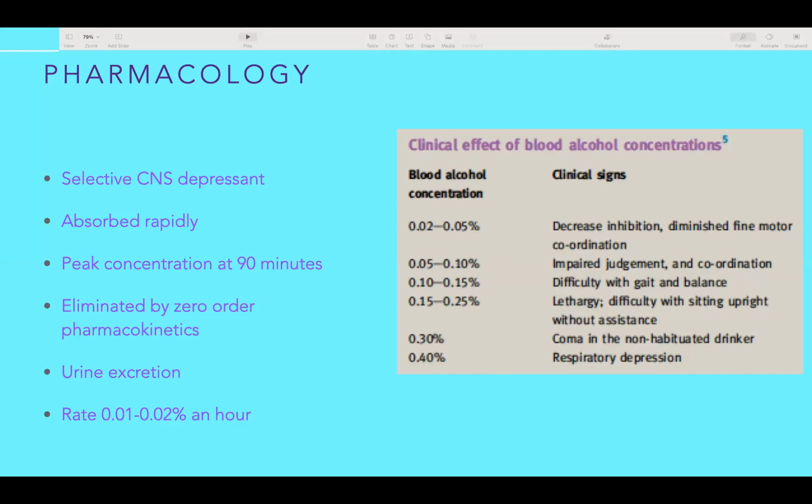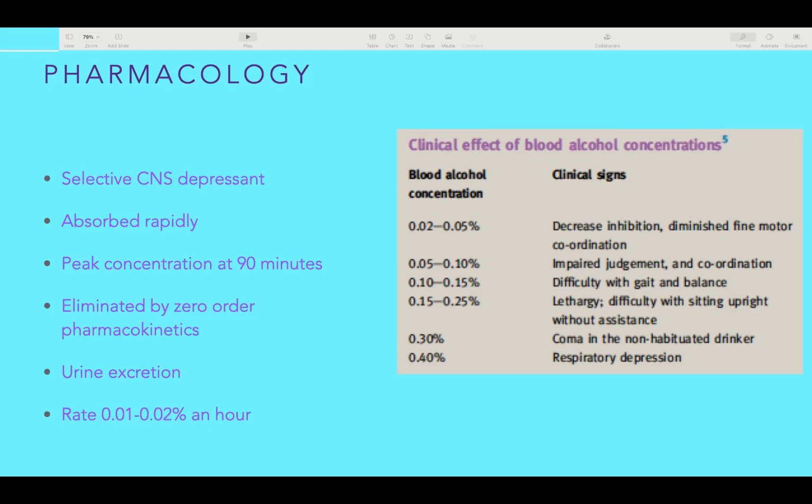So what does alcohol do? It's a selective CNS depressant. When it's ingested, it's rapidly absorbed, so even if you've been vomiting, it's still absorbed into the blood, and peak concentration happens at roughly 90 minutes. It's eliminated by zero order pharmacokinetics, which means it's eliminated at a set rate, which is important when we come to some of the treatments you can use. It's mainly excreted in the urine at a rate of 0.01 to 0.02% an hour.